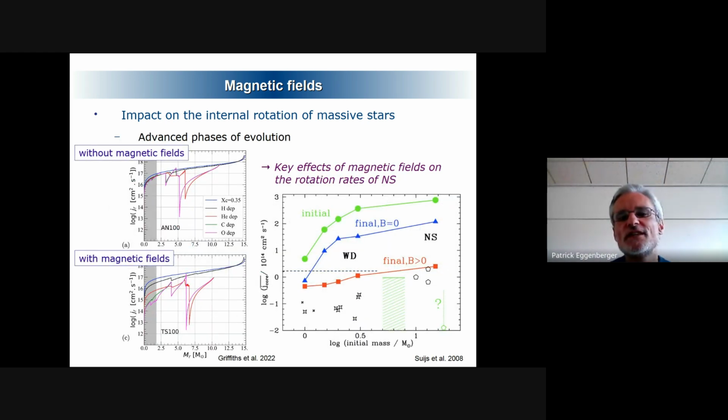And this has, of course, key consequences for the advanced phases. In particular, I will focus here on a result that is known from a long time ago, that with rotation only and without magnetic field, we do predict rotation rates for neutron stars that are too high compared to observation, while when you include this process, you are in better agreement for the neutron star rotation rate. For white dwarfs, you are in better agreement, but still predicting a bit too fast rotation. So we see here the connection between what we see from asteroseismology and the rotation rate in the final stage of the evolution.